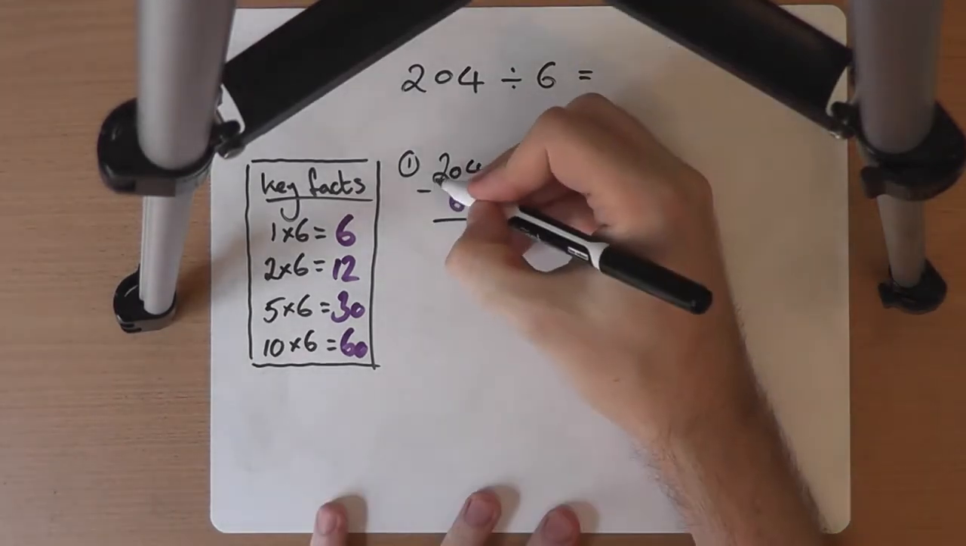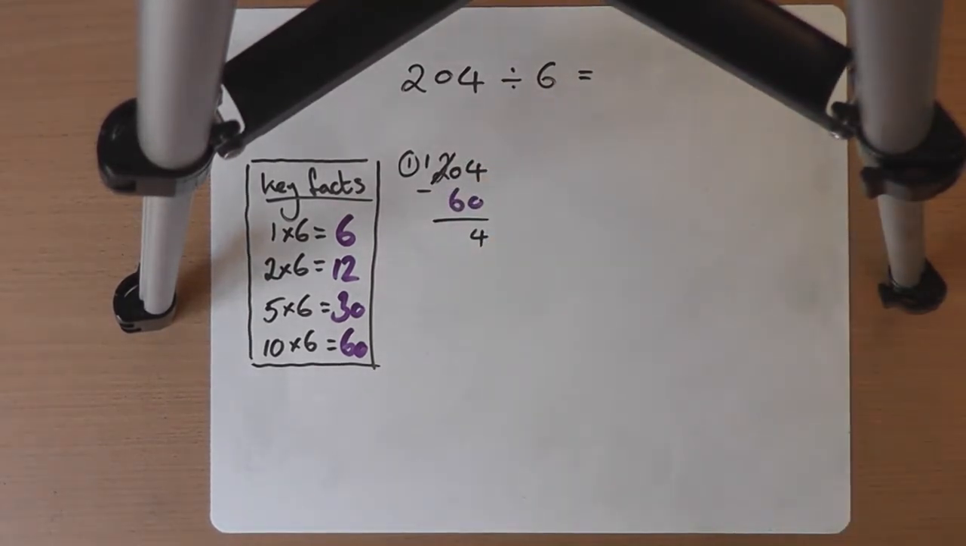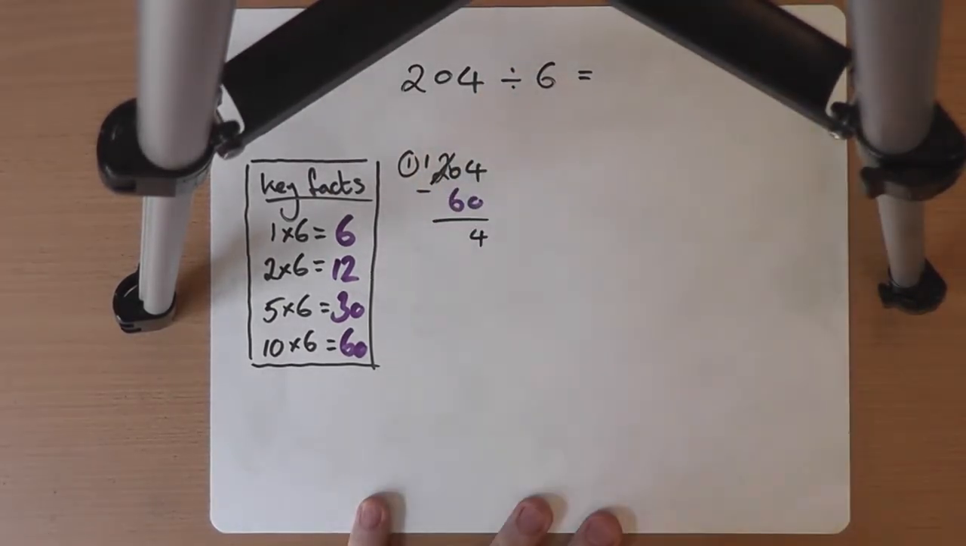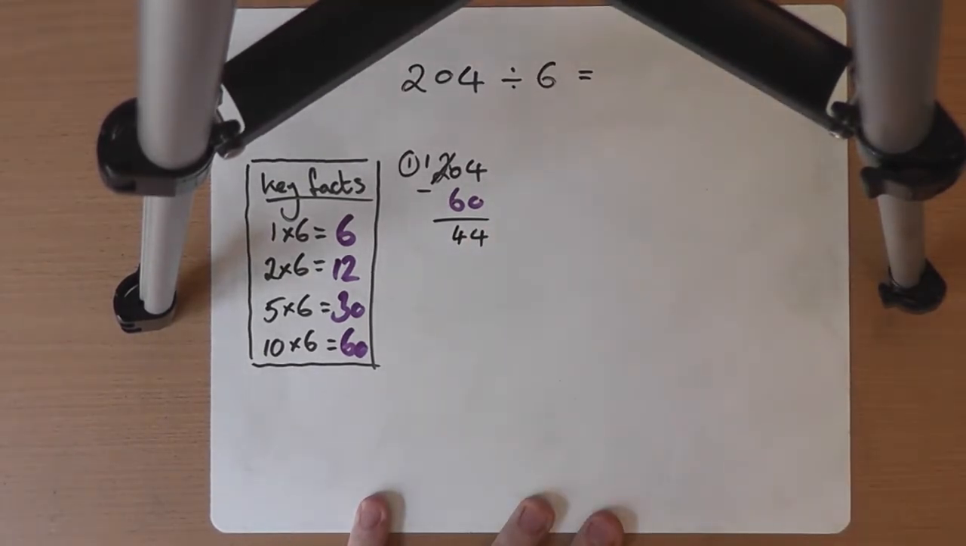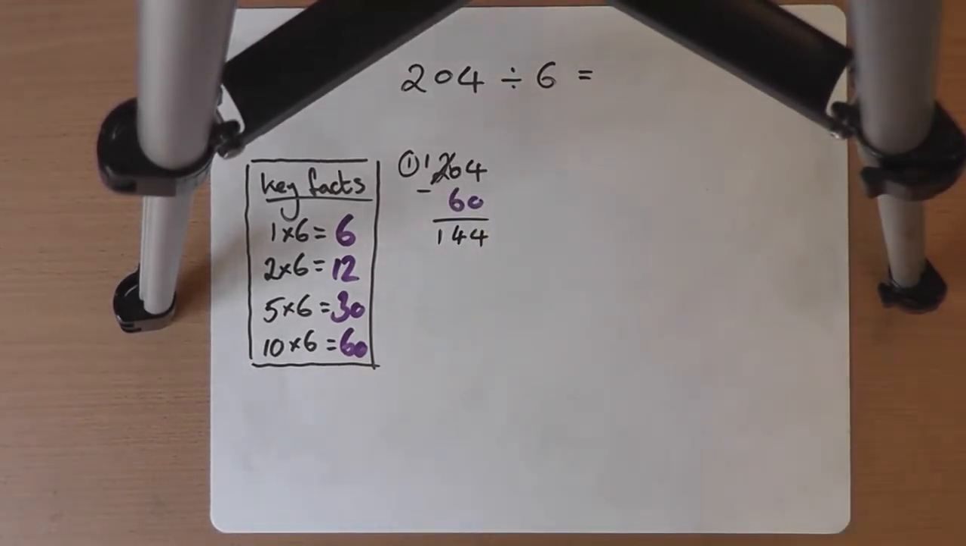So I'm going to look at the hundreds. I don't need both of those hundreds, so I'm going to keep one of them and I'm going to swap the other one for some tens. I'm going to swap it for 10 tens, so we've gone from having 0 tens to 10 tens. 10 tens take away 6 tens, 4 tens. And then 100 take away no hundreds is 100. So I started with 204, I took away 60 and I'm left with 144.